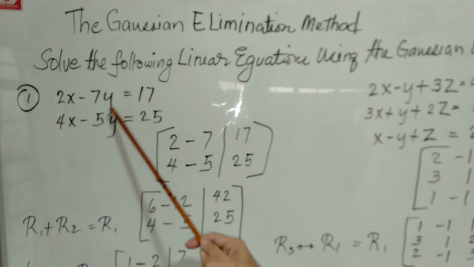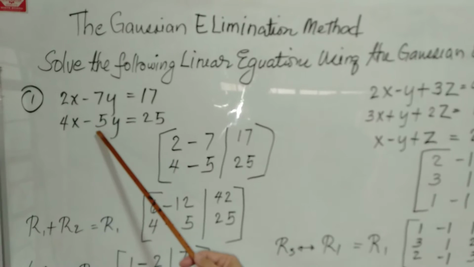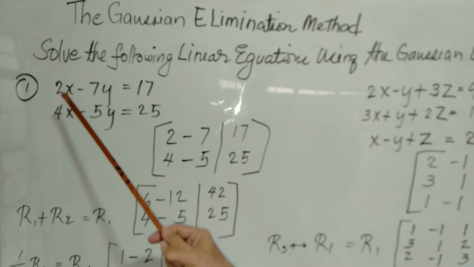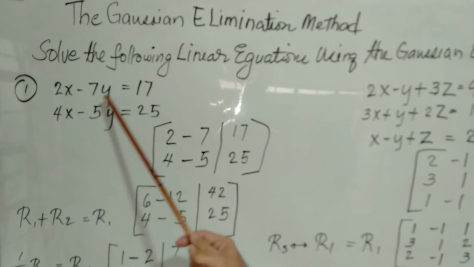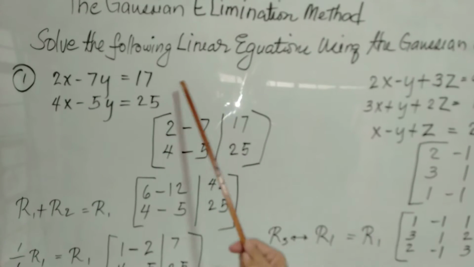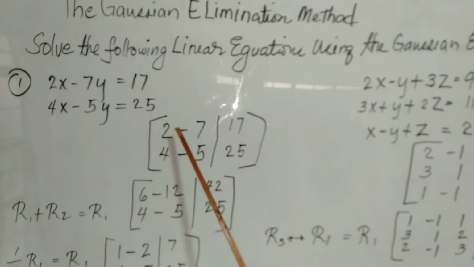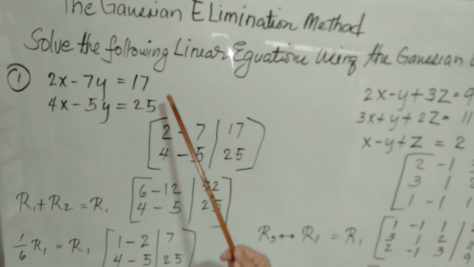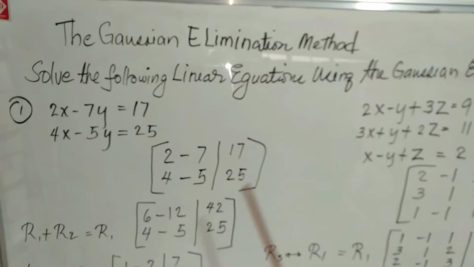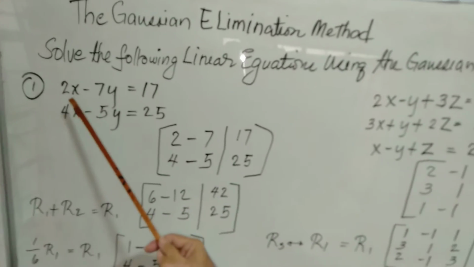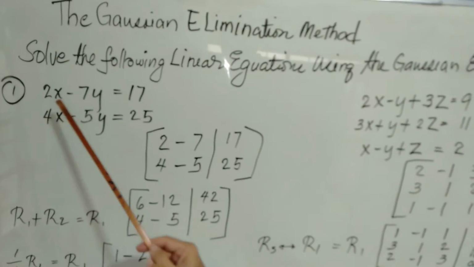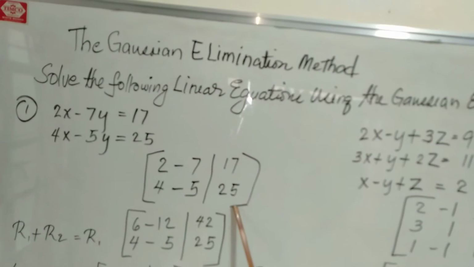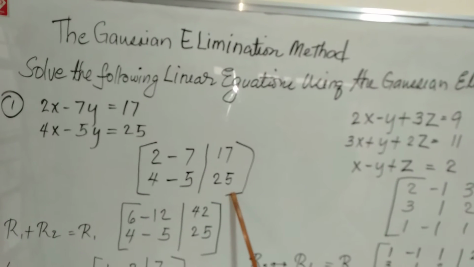First you write these two equations. Equation 1: 2x minus 7y is equal to 17, and 4x minus 5y is equal to 25. Now we'll have to copy first the coefficients of these two equations and put them in a matrix in augmented form, which means that we will include in our solutions the constant term at the right of the equations. So just copy the numerical coefficients: 2, minus 7 and 17, 4, minus 5, 25.